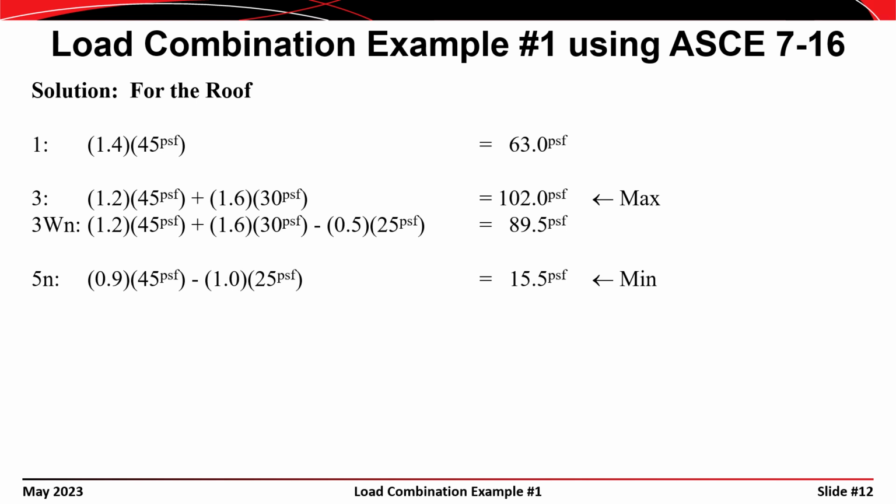Substituting in our values for dead load, roof load, and wind load, we can see that load combination number 3 gives us our maximum case of 102 pounds per square foot, and load combination number 5 gives us our minimum loading of 15.5 pounds per square foot. Even though the wind acts to cause uplift, with the presence of the dead load included, even with a load factor of 0.9, we still end up with a positive or downward loading on the roof for combination number 5.